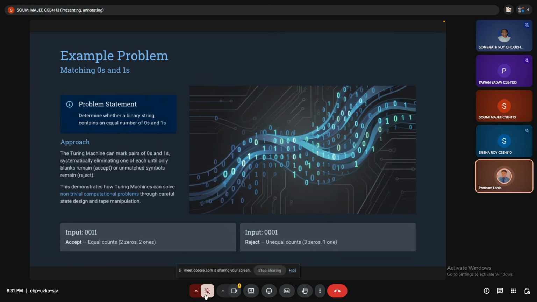As an example, we give an input such as 0011, which will be accepted because of equal counts, two zeros and two ones, and it will reject another input, 0001, which has an unequal count because it has three zeros and one one. Please change the slide.